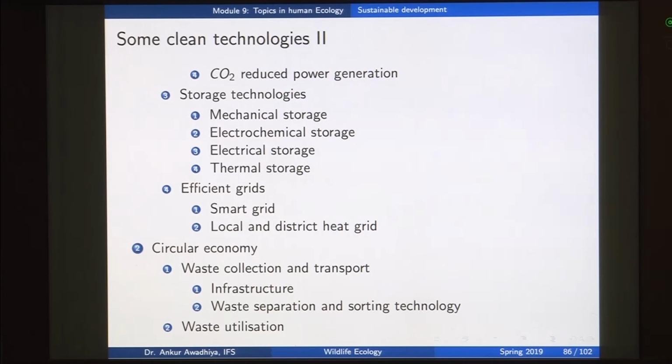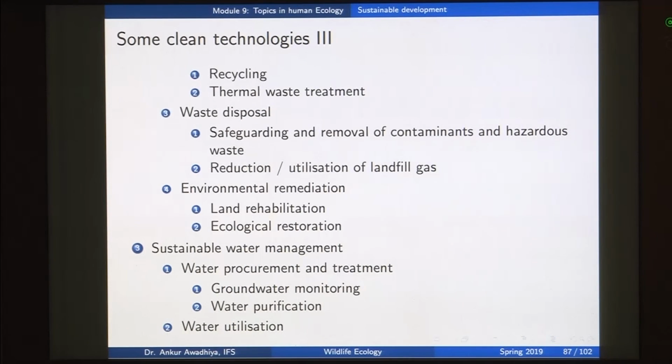Smart grids, local and district heat grids, or we talk about things like the circular economy. What about waste collection and transport? Do we have infrastructure? How do we separate the waste? Is there a sorting technology that is available? Is there any amount of waste utilization that we can do, either through recycling, or we can burn this waste to generate heat and generate electricity out of it? Or we talk about waste disposal technologies, that is also a clean technology.